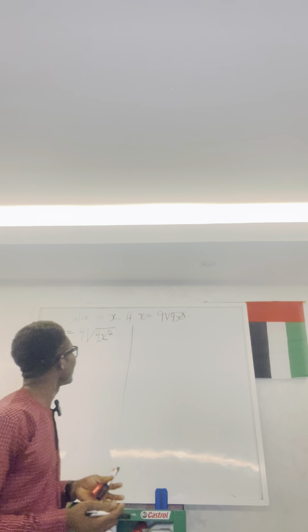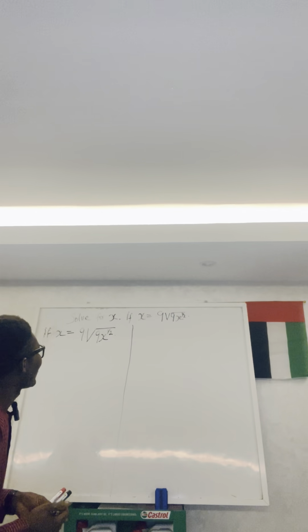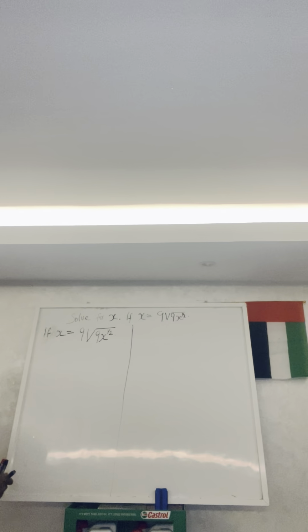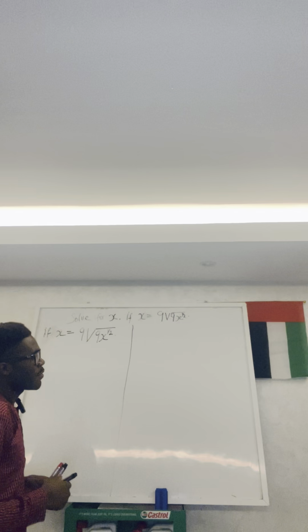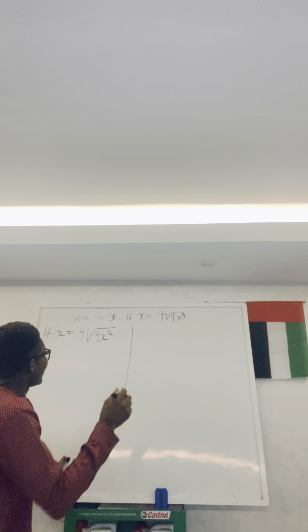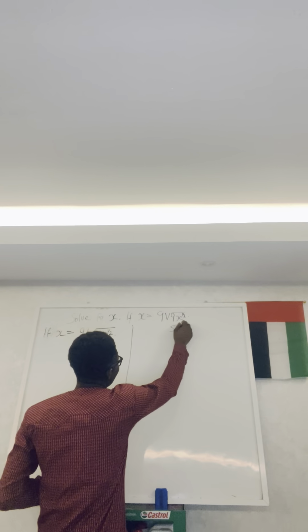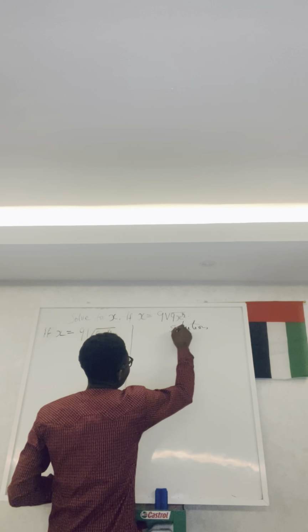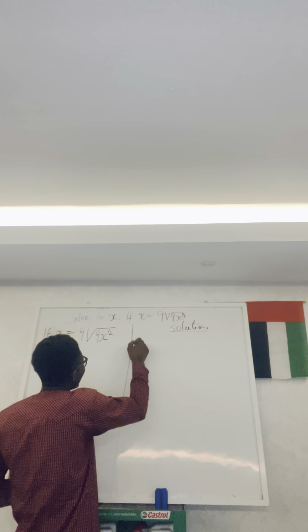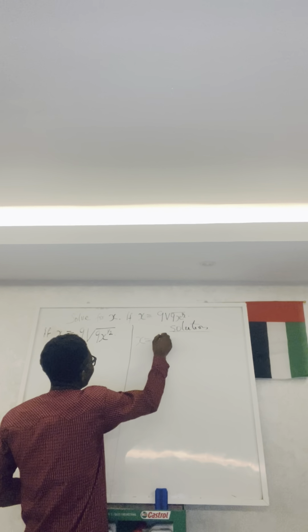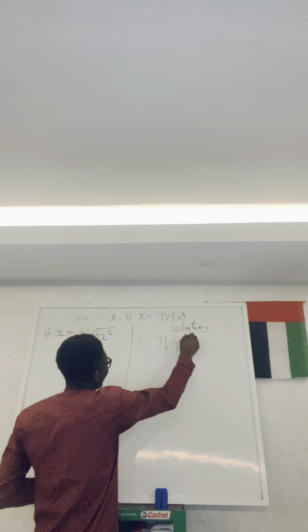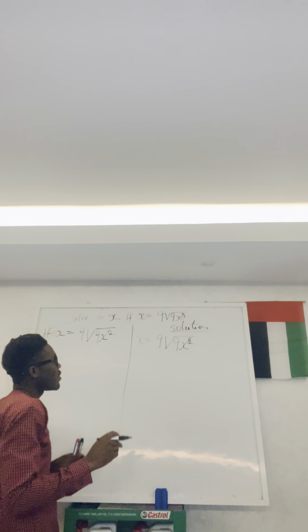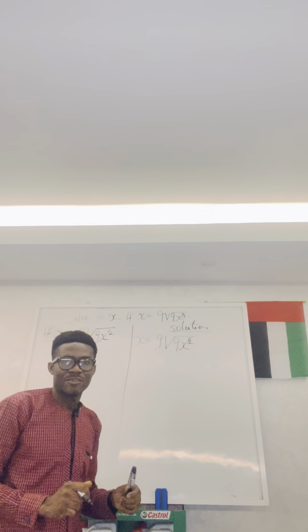Today we want to solve for x under indices. We have: solve for x if x equals 9 root 9x raised to the power of half. You write solution first. Solution. You now repeat the question. You have x equals 9 root 9x raised to the power of half, which is 1 over 2, and we are asked to find x.